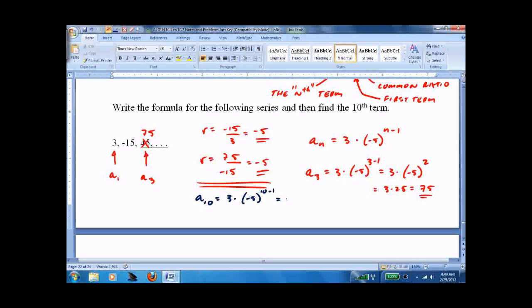Going to get a very big number. We'll also get a negative number because it's to an odd power. Using my calculator, I get negative 5, 8, 5, 9, 3, 7, 5. That's a big number.